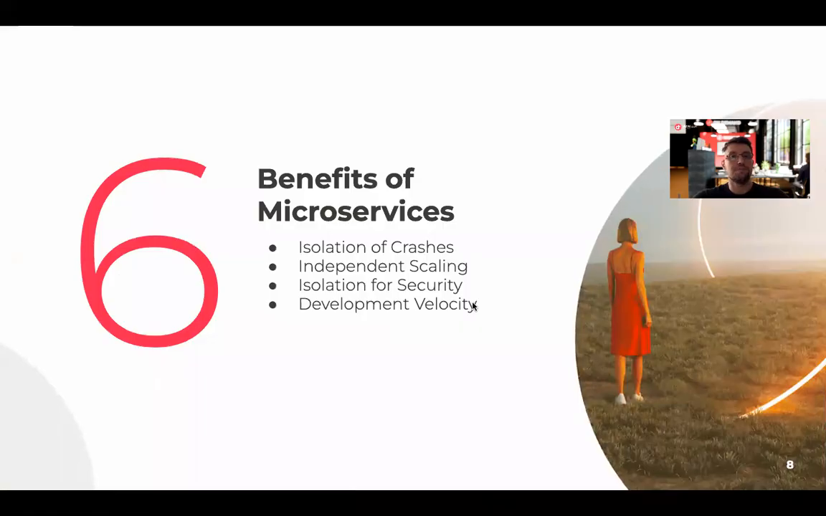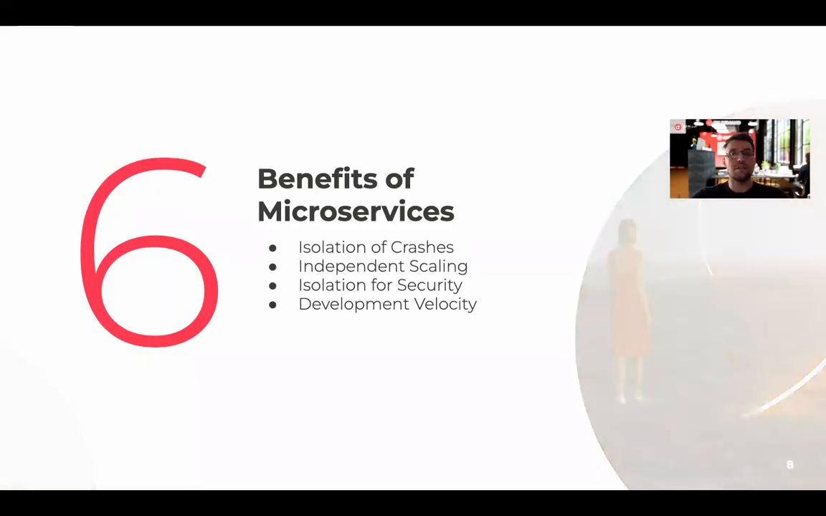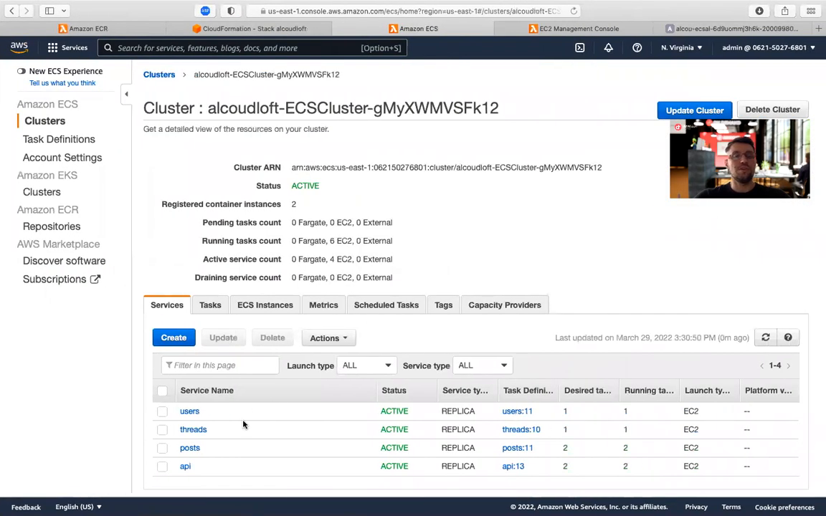Also, another benefit of microservices is isolation for security. For example, if we're talking about Elastic Container Service, we can say that, okay, for each service I can specify an IAM role, and this service has access only to specific resources. If it happens that anyone gets access to this service, they get access only to the resources of this service, and it doesn't impact any other services. They need to attack other services separately.